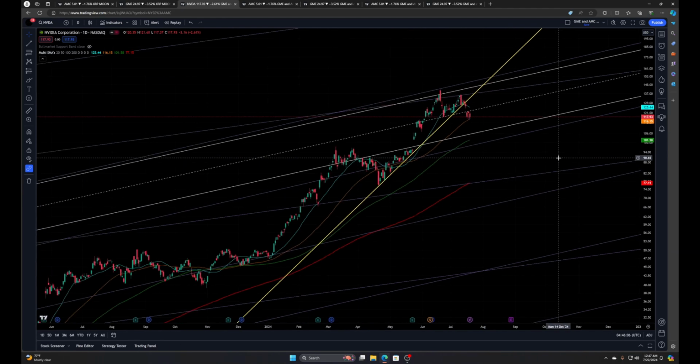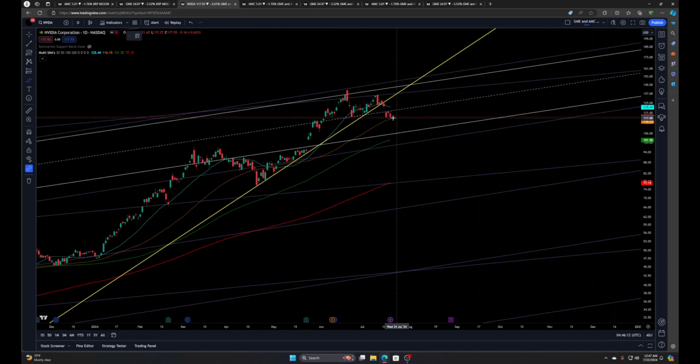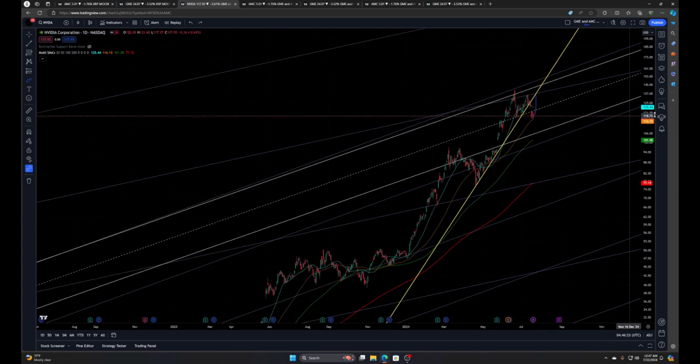But you do see this trend line on the daily here, and we just fell below. So what could happen to fill this gap is you could come up to retest the trend line and then dump. This thing is looking pretty weak, honestly, but I'll update you guys on the video.